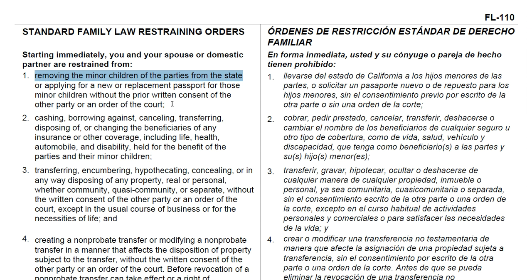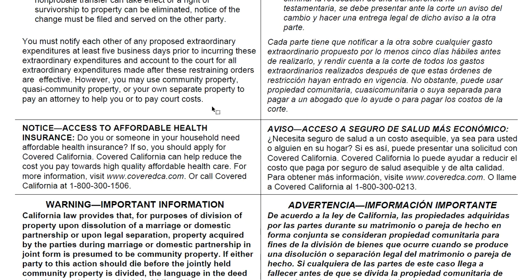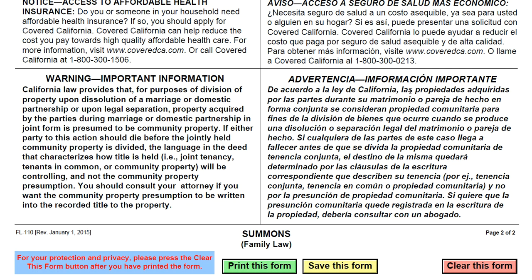So just so you know, if you file these papers and then you take the kids to your neighboring state for a shopping trip, you may be in violation of these restraining orders, even if it's something that you have always done. Best to probably get that in writing before you continue on. You also cannot create more debts. You cannot sell, get rid of, give away, or hide anything of value that might be part of the estate. And that is all for this form.